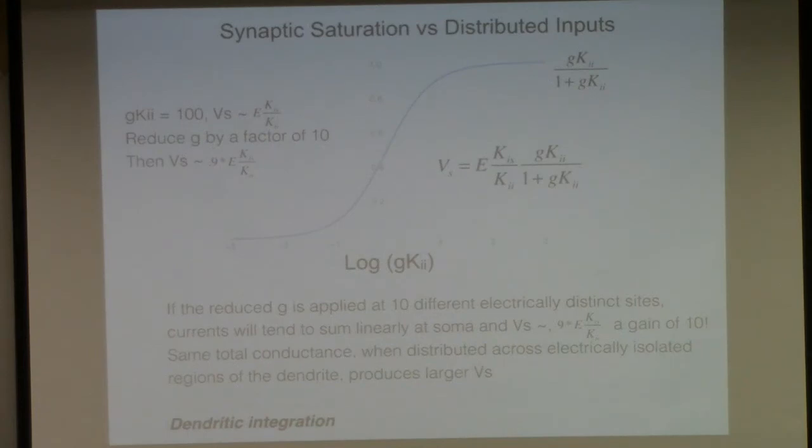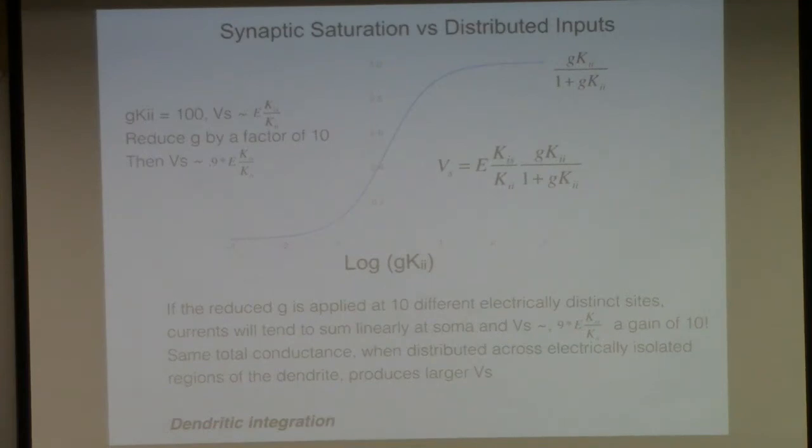Okay. Now, let's imagine applying the same amount of total conductance. In other words, G times KII equals 100, but we're going to apply it at 10 different locations in the dendritic tree, and at each site, G times that site's KII will be 10. So we've got 10 of them. It's the same amount of conductance. It's just going to be spatially distributed, not all applied at one point.